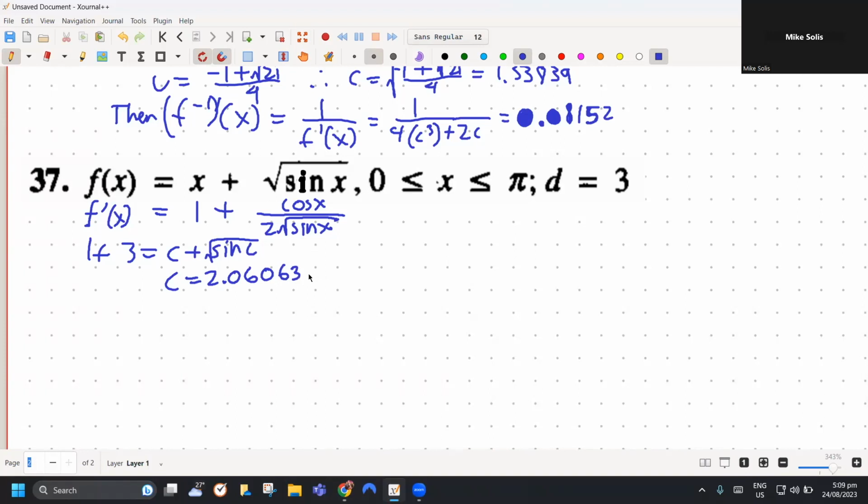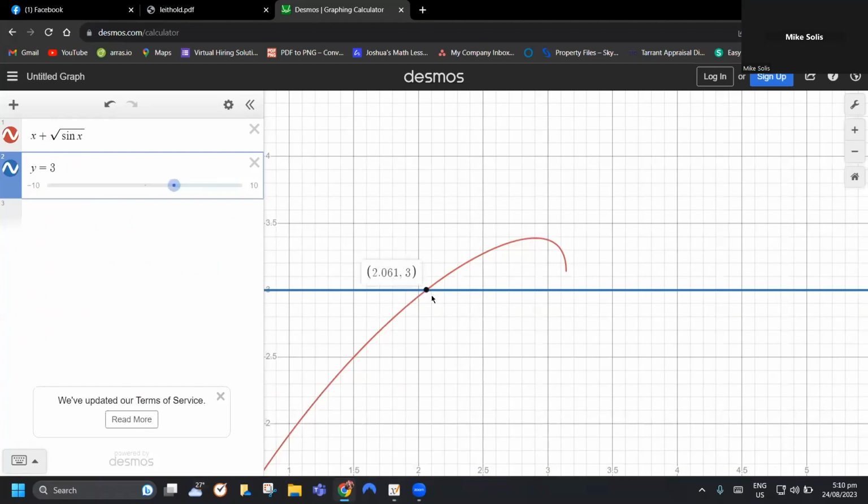Teka, pwedeng paki-check yung graph sa Desmos. 2.06. X plus square root of sine x. So 2.061. Tapos y equals 3. Tama po. Yeah, tinatry ko yung shift solve eh. Ang nakukuha ko, ibang value. Teka, naka-degrees po kayo, hindi kaya? Baka nga. Angle unit. Sige, try natin ulit.